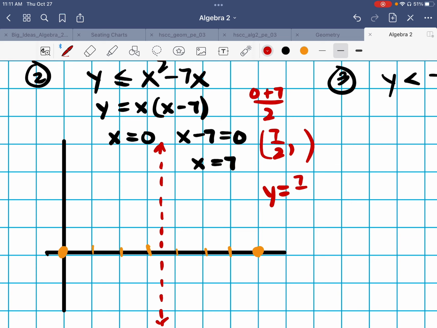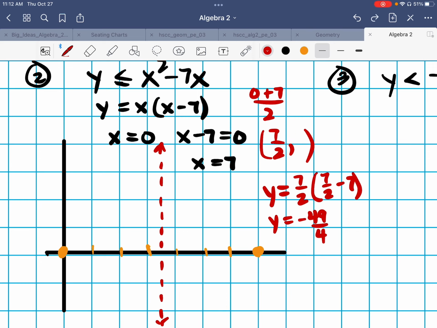So we go y equals 7 over 2 times 7 over 2 minus 7. If you don't know what just happened, I changed the x's into 7 over 2. I'm plugging in the h value. As I plug in the h value, what I end up getting is y equals negative 49 over 4 after you do all the simplifying. So my y value, or my k value, is negative 49 over 4.